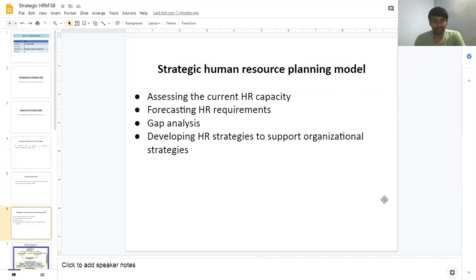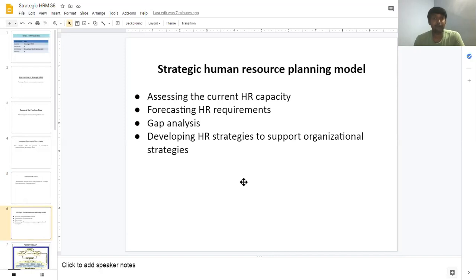So let us start. As you can see in this slide, there are four important parameters where every human resource manager plans. The first one is assessment of current HR capacity. No doubt, before any strategies are implemented in an organization, the plan should be assessed, and it will be accomplished based on the HR capability or HR capacity. He has to analyze in a proper way what the human resource capacity and requirements are.